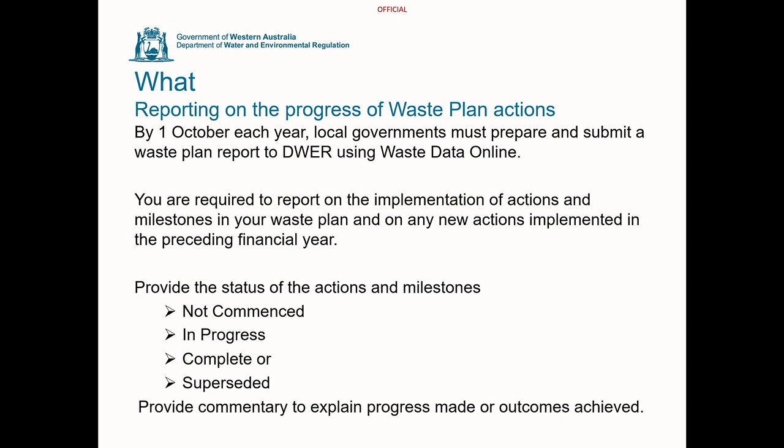You will need to update the anticipated completion dates, anticipated commencement dates, and completion dates for each action and milestone depending on their status. There is also a comments box to allow you to provide commentary to explain progress made or outcomes achieved. If you need to supersede an action or milestone, you will need to contact the Waste Plans team via email requesting that the action or milestone be superseded and provide a reason for this request. The reason that we are requiring this is because we would like to track all the commitments made in waste plans, even those that do not progress.